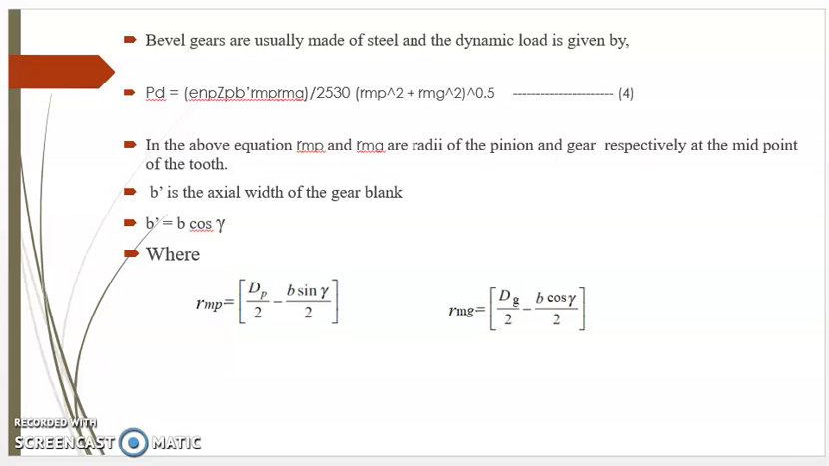Bevel gears are usually made of steel, and the dynamic load is given by Pd = e N P Zp B' Rmp Rmg / (2.30 root of Rmp square plus Rmg square), equation 4. In the above equation, Rmp and Rmg are radii of the pinion and gear respectively at the midpoint of the tooth. B' is the axial width of the gear blank. B' is equal to B cos gamma, where Rmp is equal to dp/2 minus B sin gamma/2, and Rmg is equal to dg/2 minus B cos gamma/2.